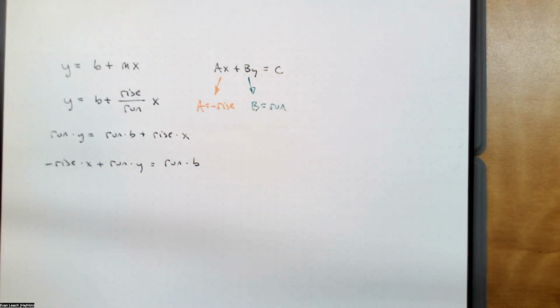Or if we multiply by -1, a is the rise and b is the opposite of the run. The change in y is getting multiplied by the x. The change in x is getting multiplied by the y. Feels weird, but all right. Let's look at a number example.